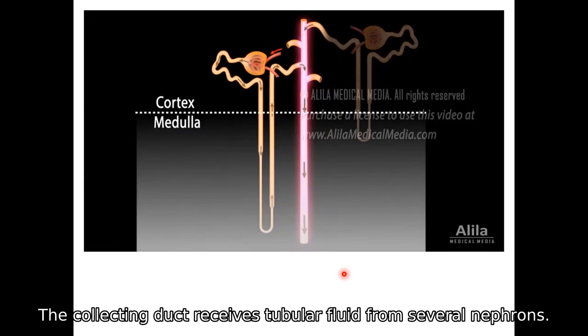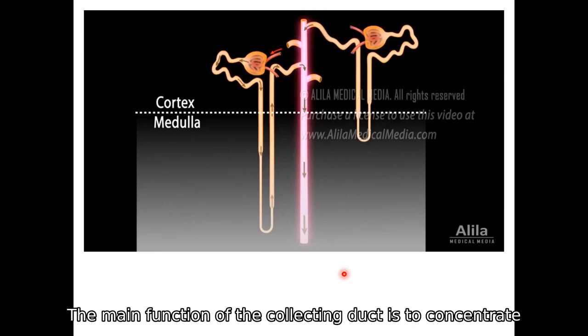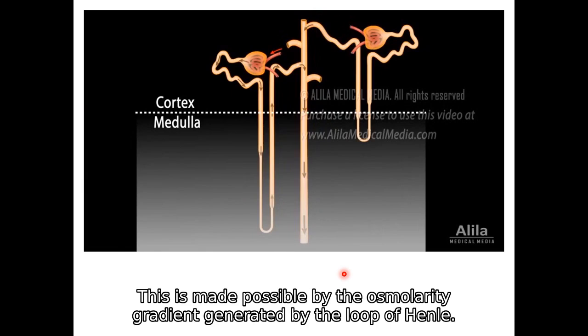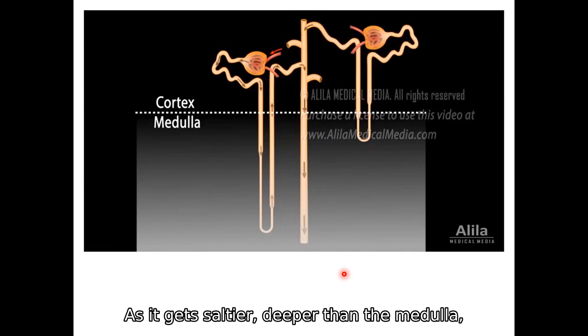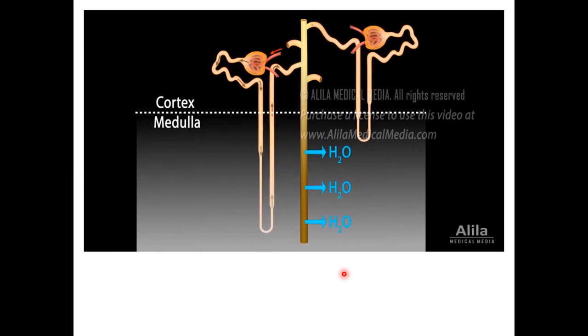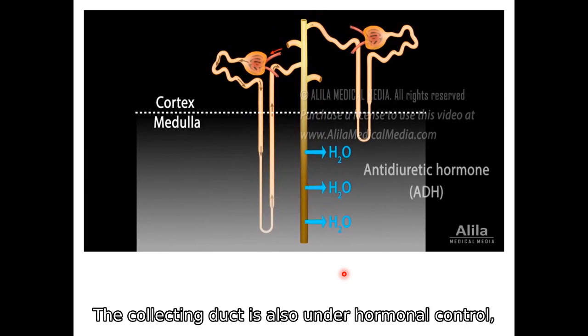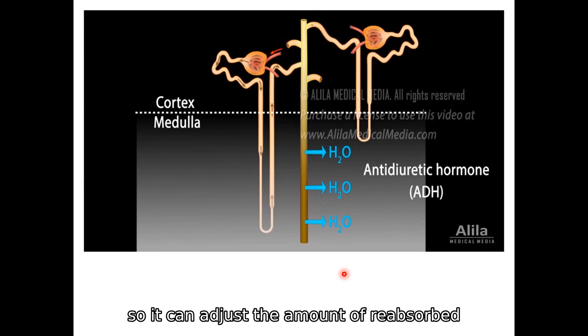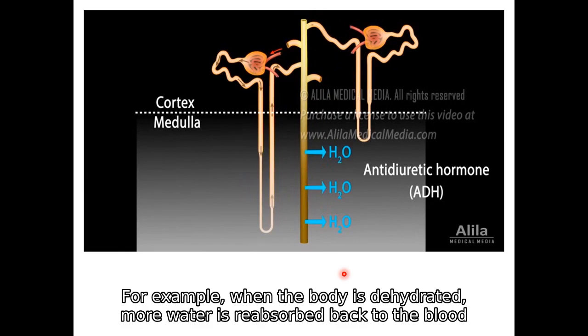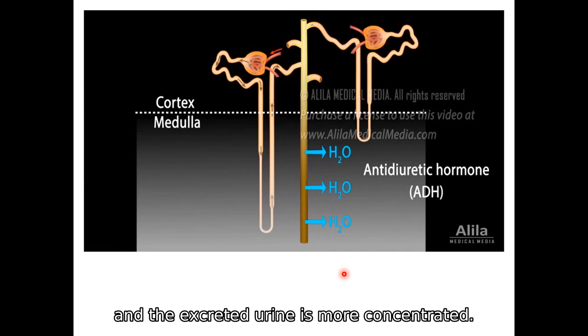The collecting duct receives tubular fluid from several nephrons. The main function of the collecting duct is to concentrate urine and therefore conserve water. This is made possible by the osmolarity gradient generated by the loop of Henle. As it gets saltier deep in the medulla, the filtrate loses water as it flows down the collecting duct. The collecting duct is also under hormonal control, so it can adjust the amount of reabsorbed water according to the body's state of hydration. For example, when the body is dehydrated, more water is reabsorbed back to the blood, and the excreted urine is more concentrated.